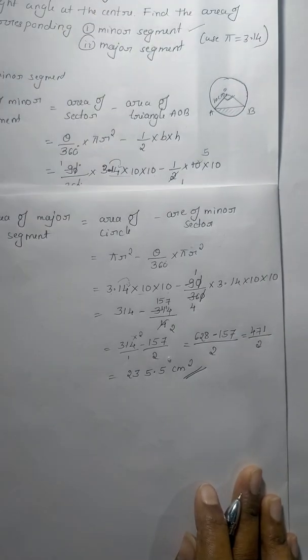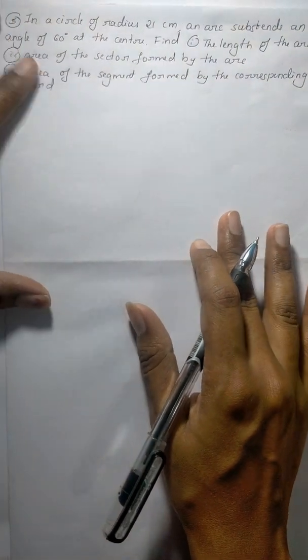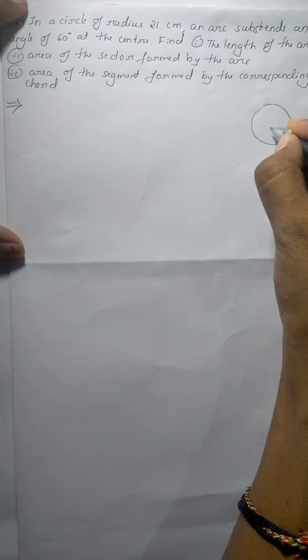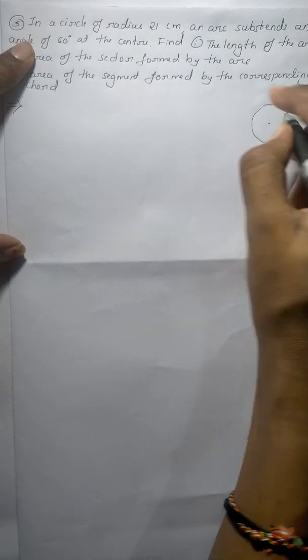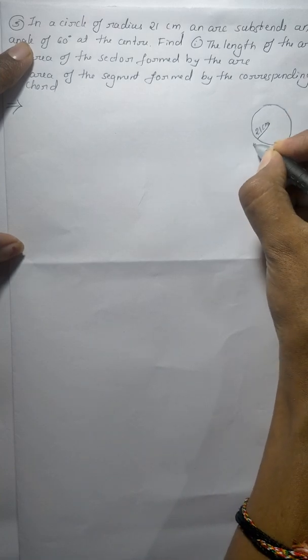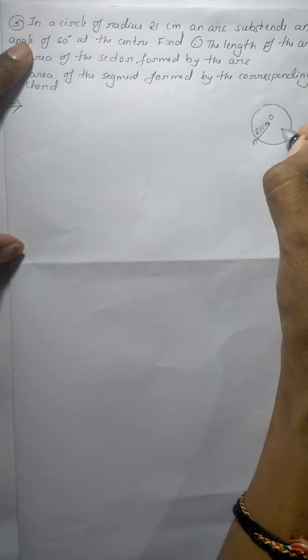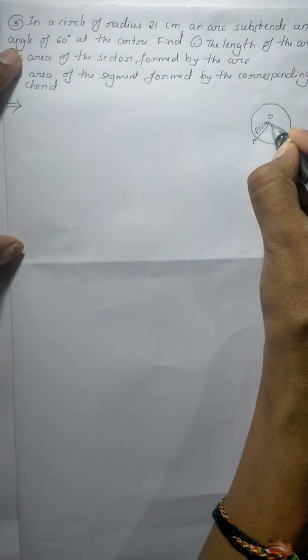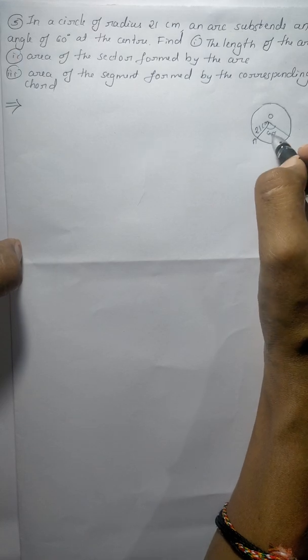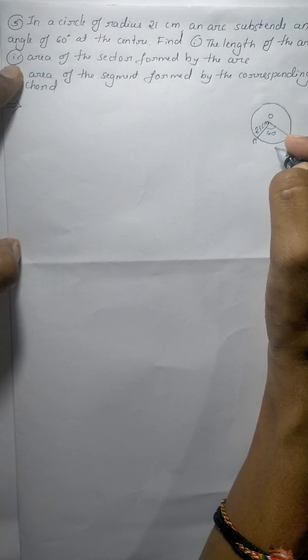So completed. Now the next question. What they have given is a circle of radius 21 centimeter. In the circle we have the center O. So the circle radius is 21 centimeter, and A and O we will give the name, subtended at an angle. The angle they have given is 60 degrees. Before it was 90 degrees, here it is 60 degrees. Find the length of the arc.